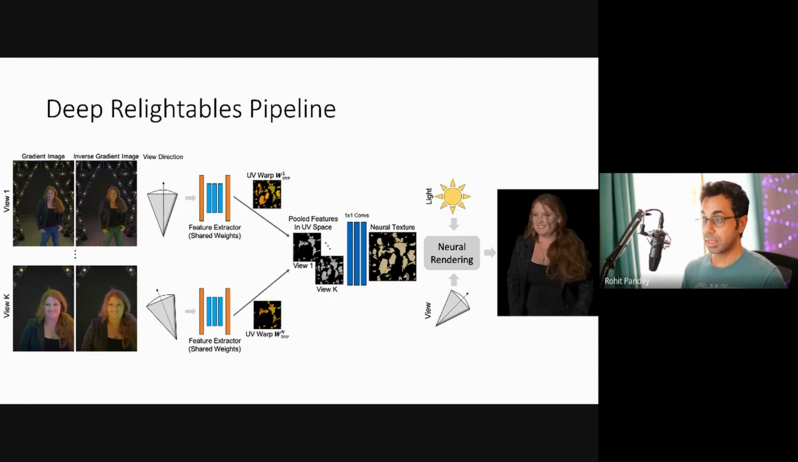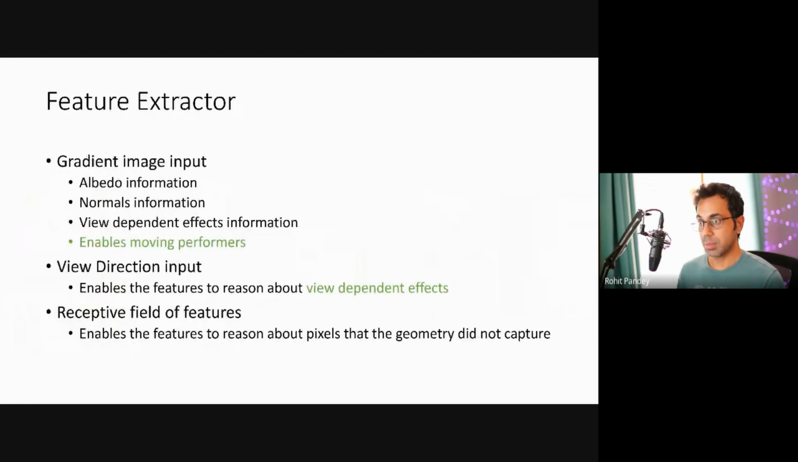Now, this neural texture can then be projected back to any arbitrary target viewpoint using, again, a pre-computed warp. And this is where we supply lighting and view direction inputs and finally synthesize one light at a time, or OLAT images, which can then be combined to produce a relit image under any arbitrary environment. So that's the basic idea. Now let's walk through the components of this pipeline.